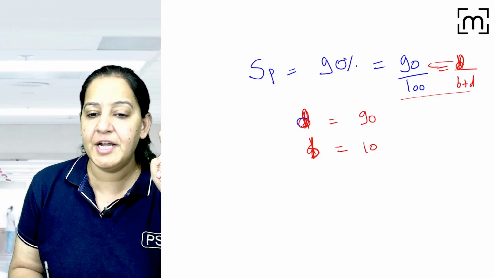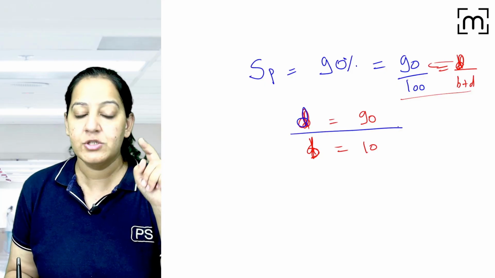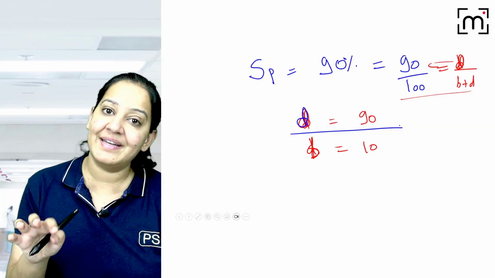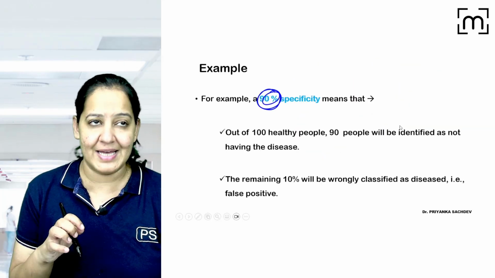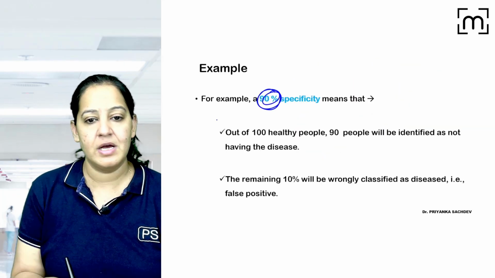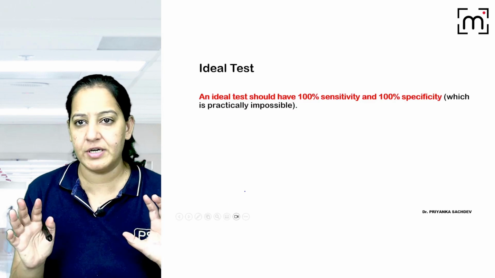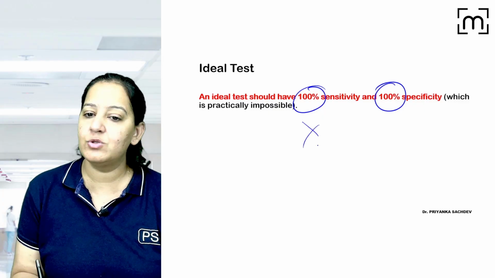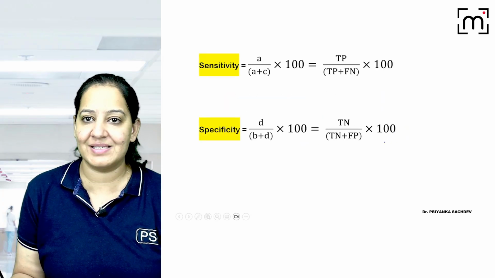Specificity is 90%, it means the true negatives are 90. So out of the 100 healthy individuals, when the test is performed, in 90 the test will give a negative result. In the remaining 10 the test will give a positive result by mistake. So that is the meaning of the specificity. I hope you got it. An ideal test should be 100% sensitive and 100% specific, but there is no ideal test in this world.